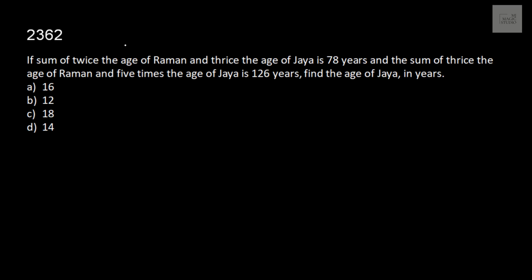If the sum of twice the age of Raman and 3 times the age of Jaya is 78, and the sum of thrice the age of Raman plus 5 times the age of Jaya is 126, find the age of Jaya. I need the value of J, so let me keep J.